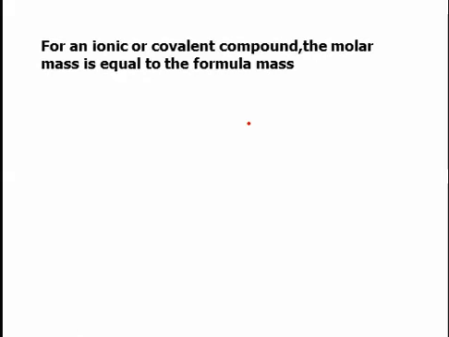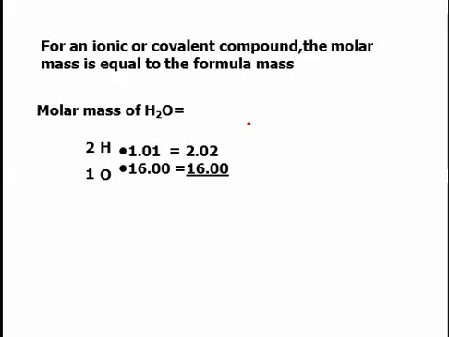Now, for an ionic or covalent compound, the molar mass is numerically equal to the formula mass. So let's look at the molar mass of water. We have 2 hydrogens, 1 oxygen, hydrogen's roughly 1.01, oxygen 16.00, so we get 18.02. So the molar mass of water is 18.02 grams.